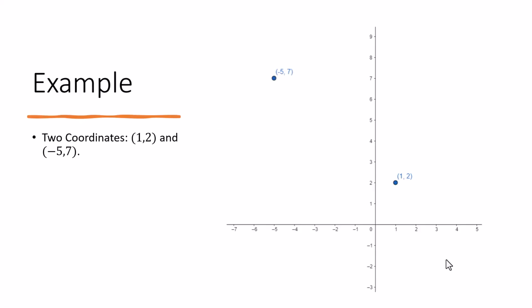Let us start with 2 coordinates. Say the ordered pair (1, 2), and the ordered pair (-5, 7). Now if we plot these 2 coordinates in the rectangular coordinate system, we have the 2 points plotted here on the right.